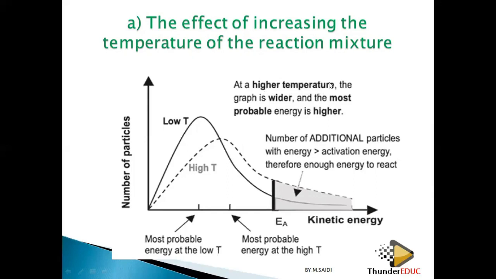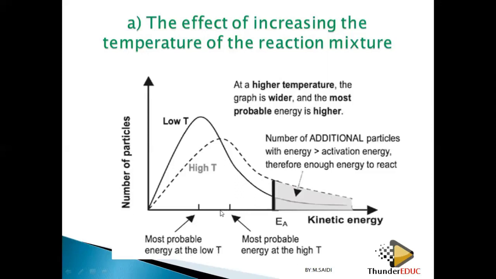So at higher temperature, the graph is wider and the most probable energy is higher. So if you look at it, the graph is wider. It means that it has more particles which can react, which have enough energy. And then there are additional particles with energy greater than the activation energy, therefore enough energy to react with the other reactants. And then this one shows the most probable energy at low temperature. So at low temperature, this is the most probable energy, and then the most probable energy at high temperature.